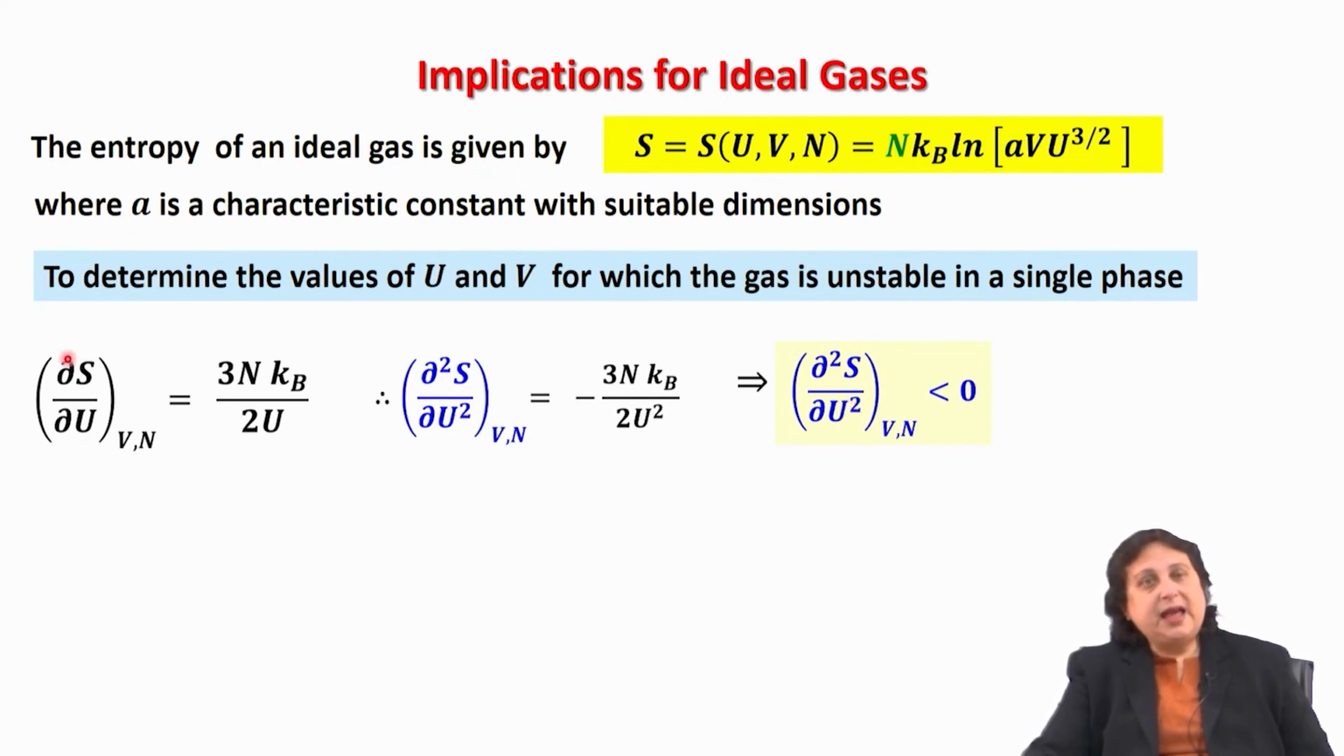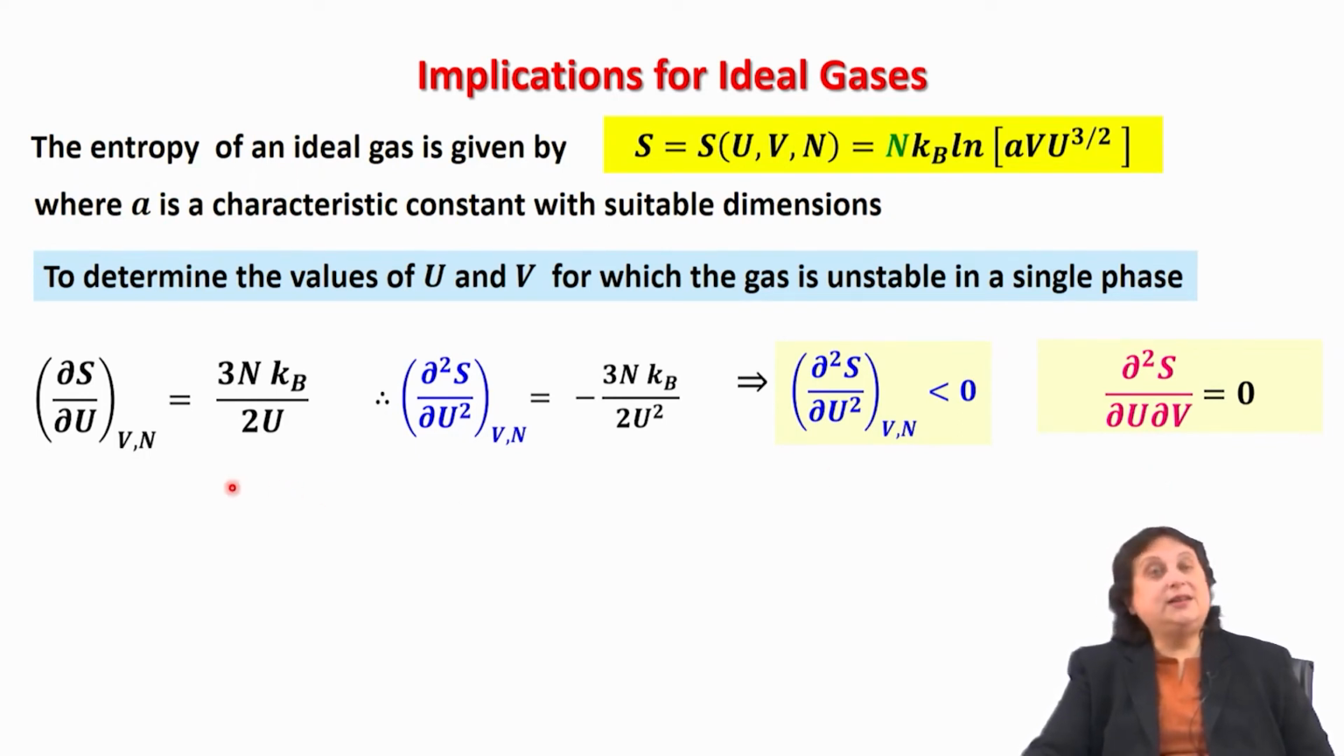Again, since I have ∂S/∂U at constant V, N independent of V and dependent only on U, if I take a further second derivative with respect to V, I find that ∂²S/∂U∂V must be equal to 0. Now, there is another partial derivative which I need to assess the condition of stability.